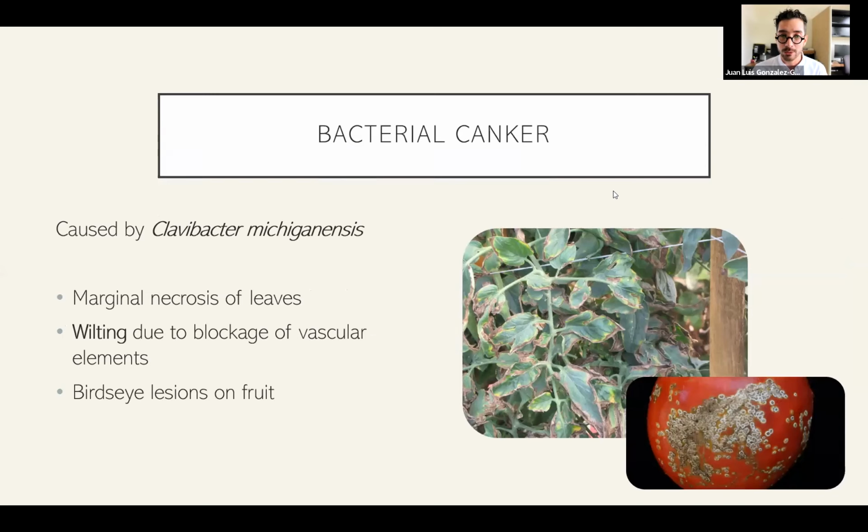The third bacterial disease that your tomatoes could be suffering from is caused by Clavibacter michiganensis. It's bacterial canker. Bacterial canker is characterized by marginal necrosis of leaves, as you can see in the photo over there. It is also characterized by wilting due to a blockage of the vascular elements of the plants, and we can see bird's eye lesions on fruits. So with this, we could hypothesize that our tomatoes are suffering from bacterial canker.